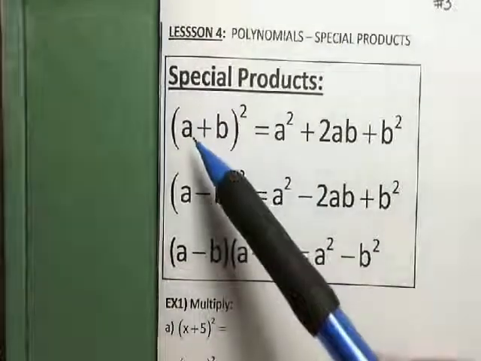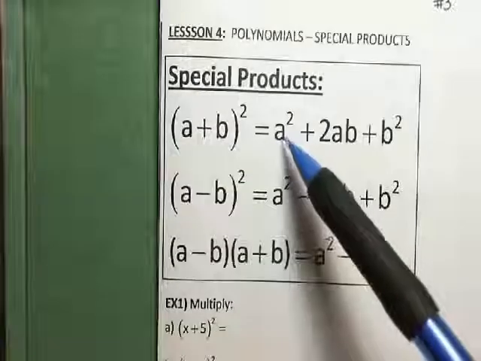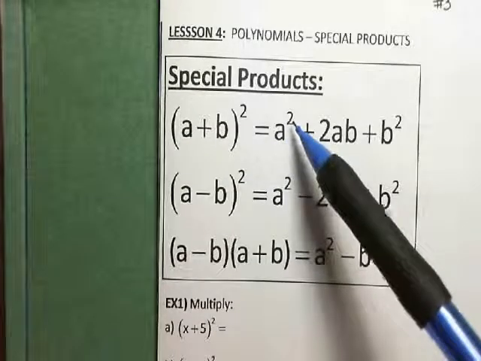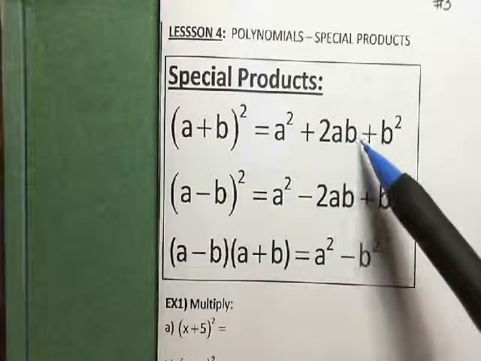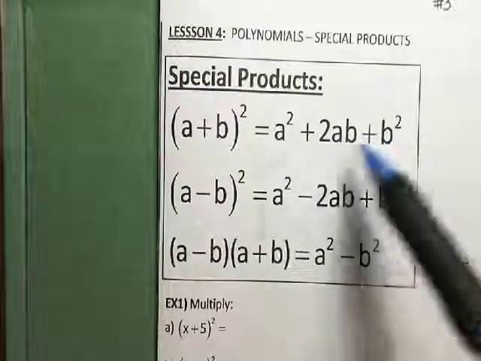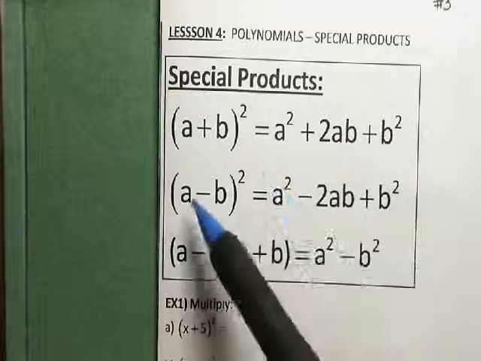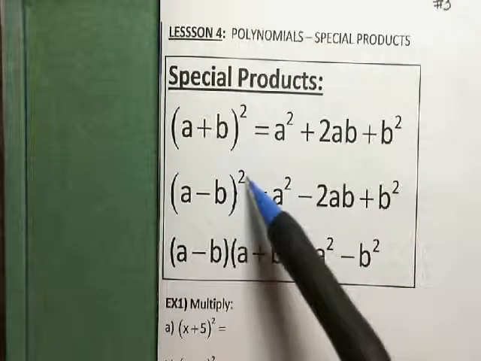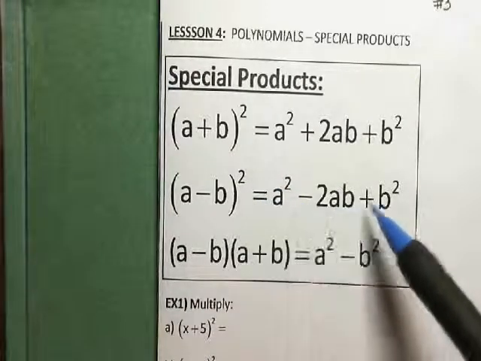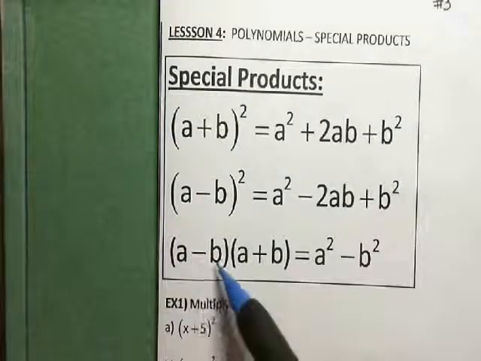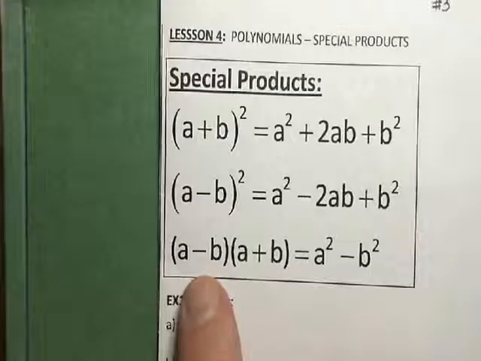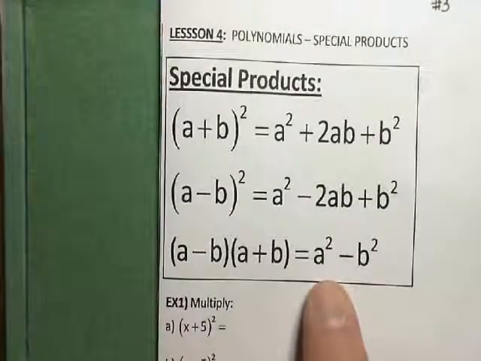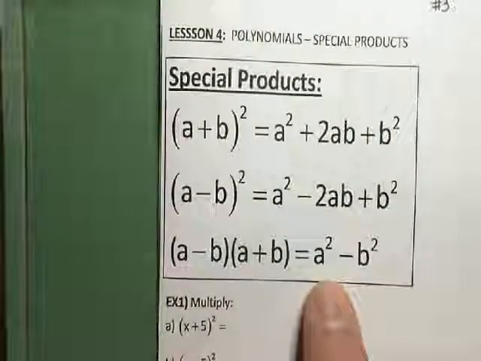Basically, if you have something in this format, you're going to take the first term and square it, and you're going to add 2 times the first times the second, plus the second squared. Same thing is going to happen if I have a minus b squared. You're going to apply this rule. And also if you have something in this format, a minus b times a plus b, and vice versa, it could be a plus b, a minus b, you're still going to have this. So let's see how we apply this.